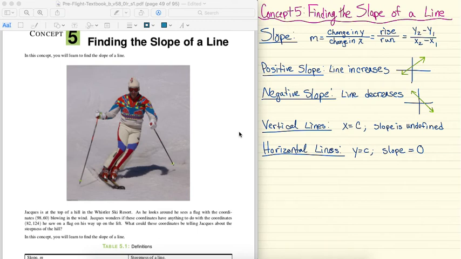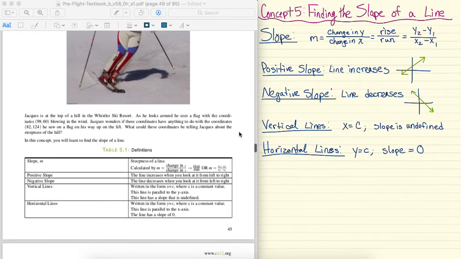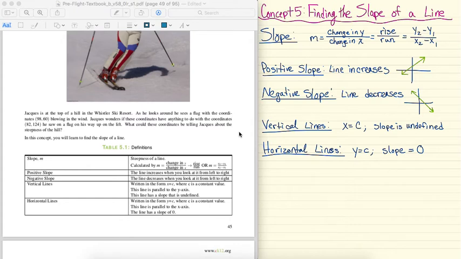Hello again. So today we're taking a look at Concept 5, finding slope of a line. If you've not copied down the definitions from the textbook, I recommend doing that in your notebook now, and then press play when you are ready to hear some verbal explanations.